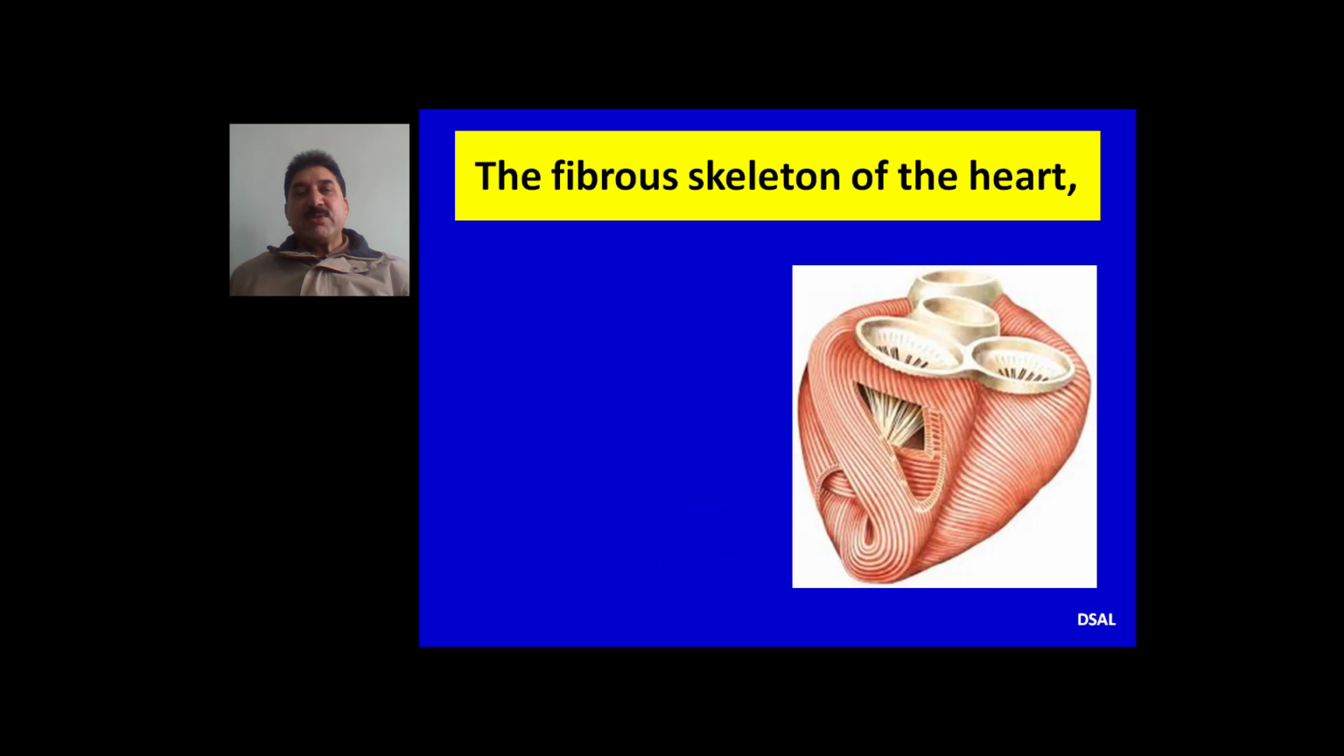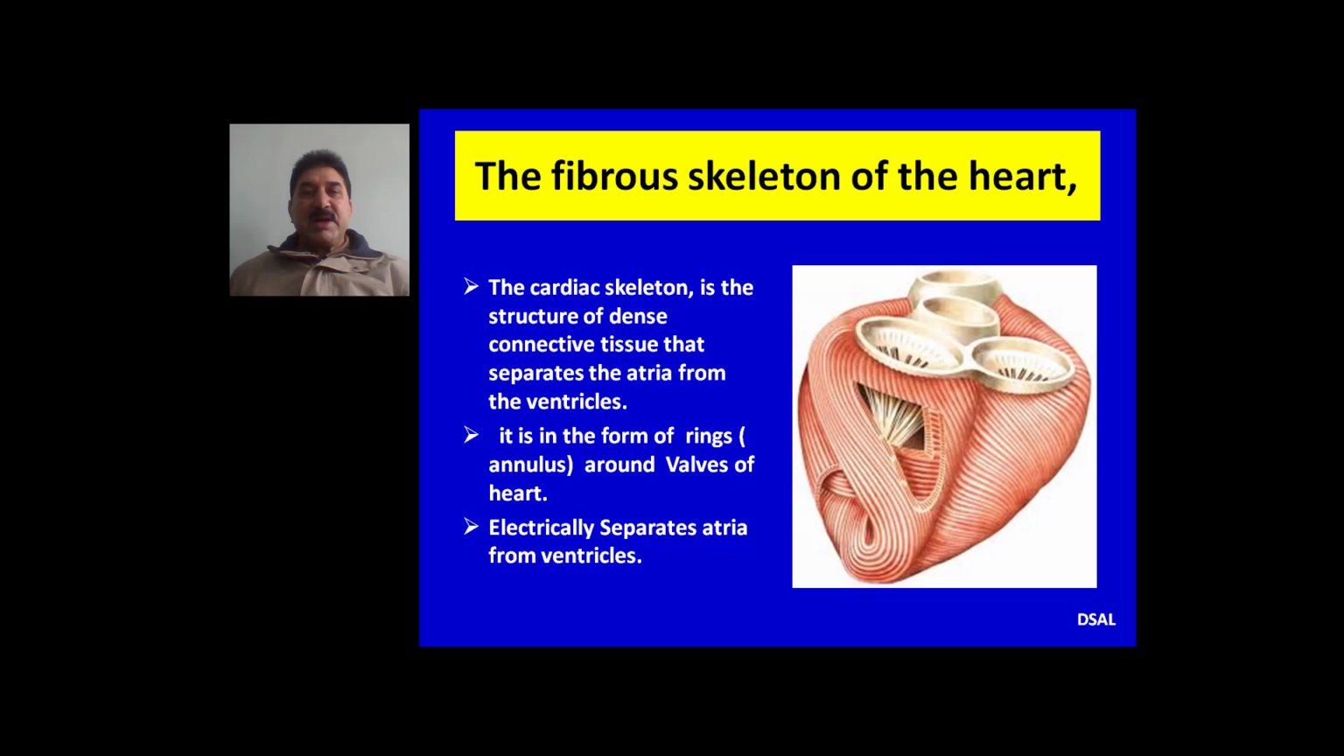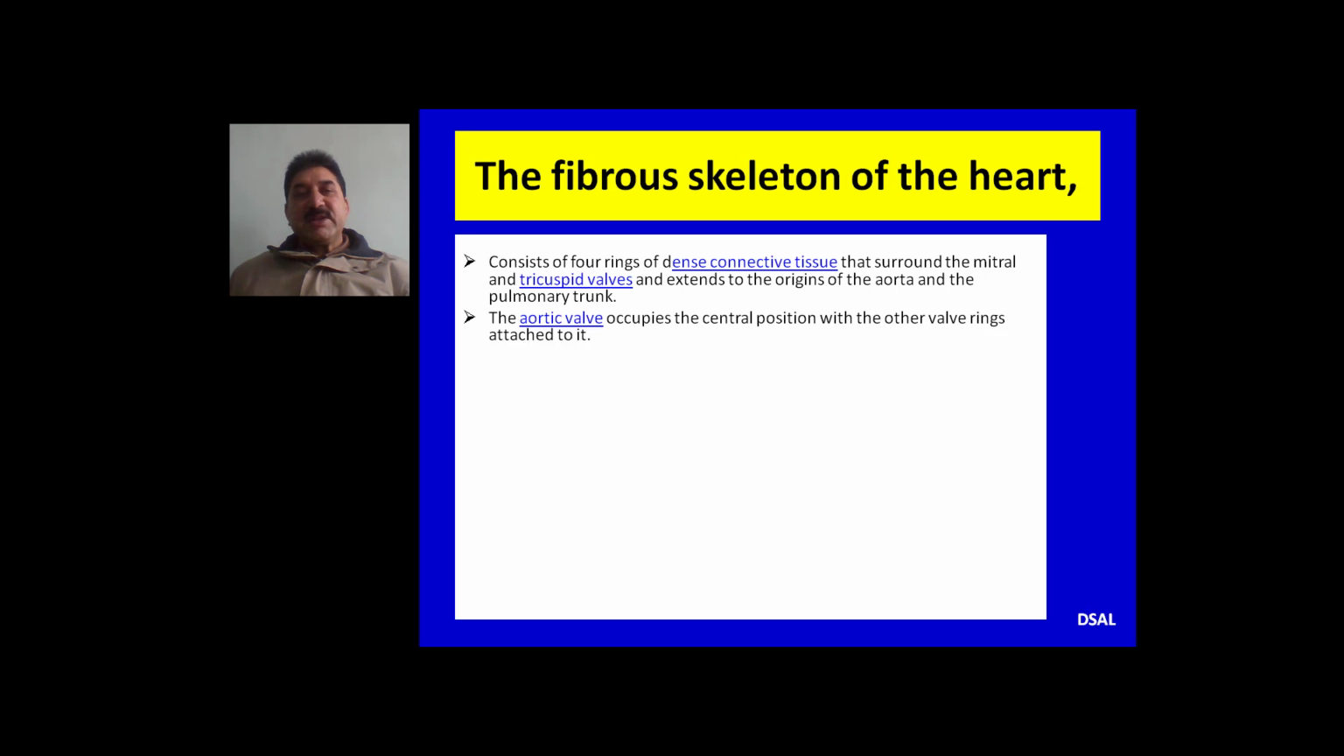The fibrous skeleton of the heart. The cardiac skeleton is the structure of dense connective tissue that separates the atria from ventricles. It is in the form of rings or annuli around the valves of heart. The function of this fibrous skeleton is that it electrically separates atria from ventricles. So fibrous skeleton of the heart consists of dense connective tissue that surrounds the mitral and tricuspid valves and extends to the origins of aorta and pulmonary trunk.